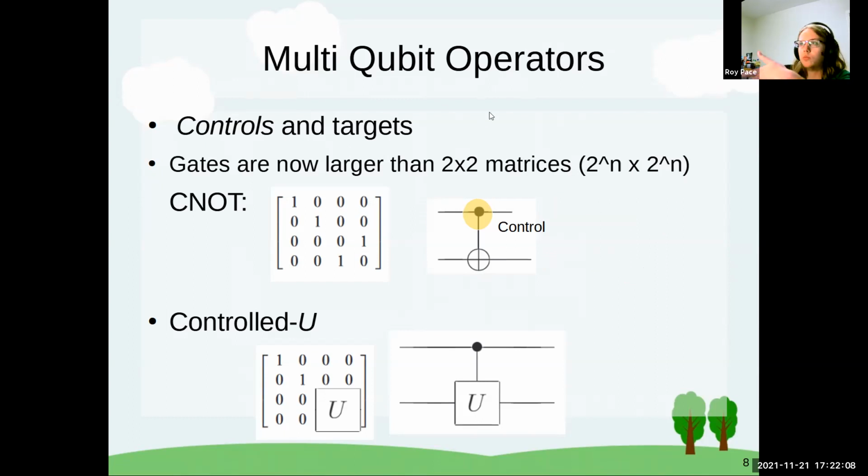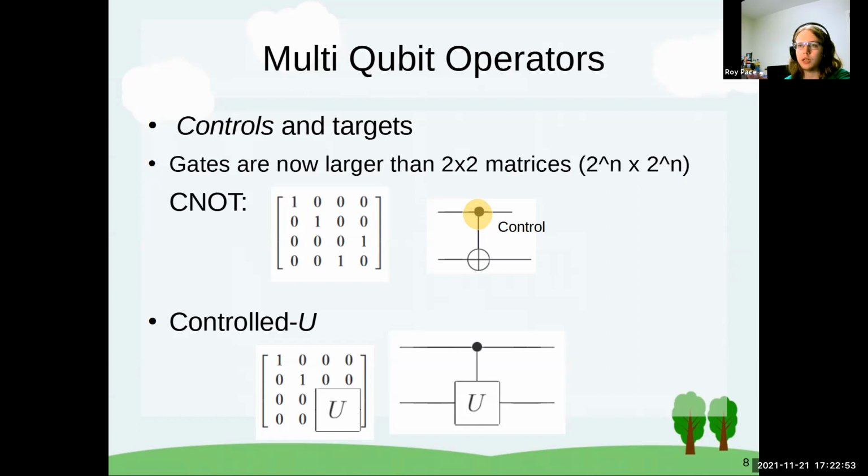Once you move on to more than just a single qubit, you can get controlled gates. Two that basically encompass pretty much everything are the C-NOT gate, which is very common, and in a C-NOT gate you have a control qubit and a target qubit. If the control qubit is 1, the target qubit will be flipped, but if it's 0, it won't be flipped.